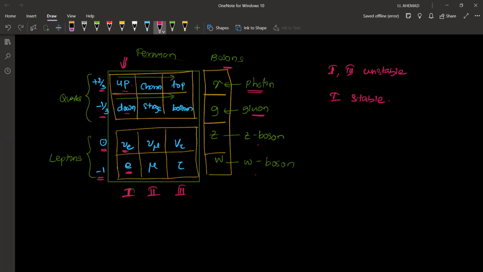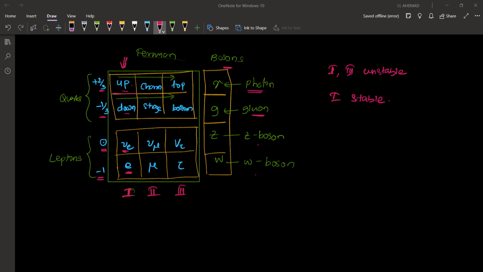So here second and third generation is unstable, therefore they decay into first generation. Okay, in addition, each fundamental particle has its own antimatter. So we were talking about neutrino, right? And also I was talking about antineutrino. And we were talking about electron. Its antiparticle is positron.